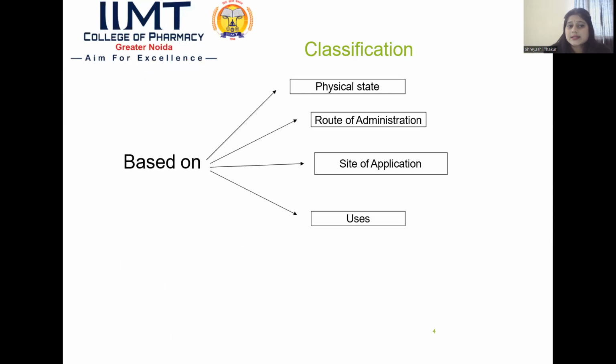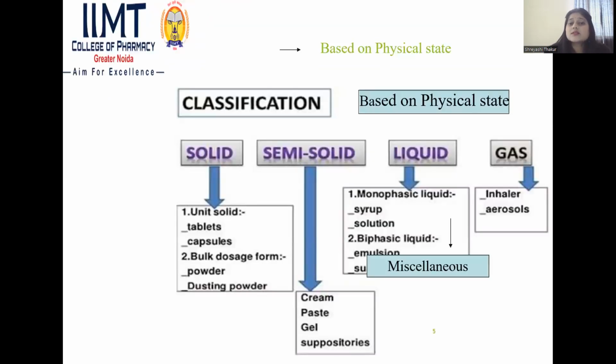Then come to my next slide, classification. Classification of dosage form is generally based on four classes. First one is the physical state, second one is route of administration, third one is site of application, and the next one is uses. First, based on the physical state, the classification of dosage form is divided into generally four types. First, solid dosage form. Second, liquid dosage form. Third, semi-solid dosage form, and fourth one is gaseous dosage form.